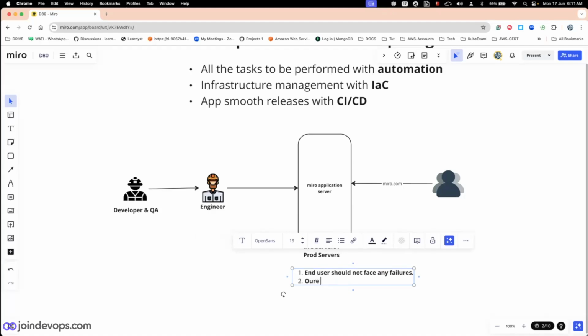Our release process, our release approach should be done.